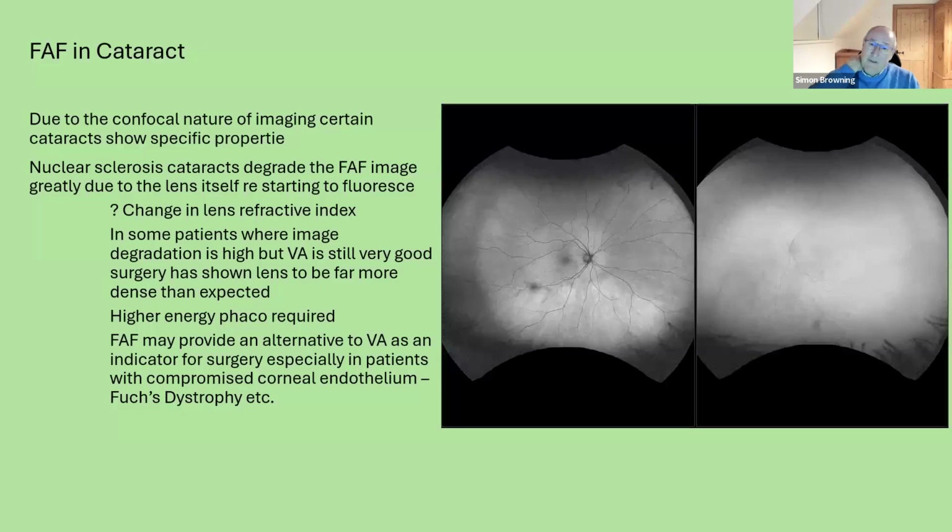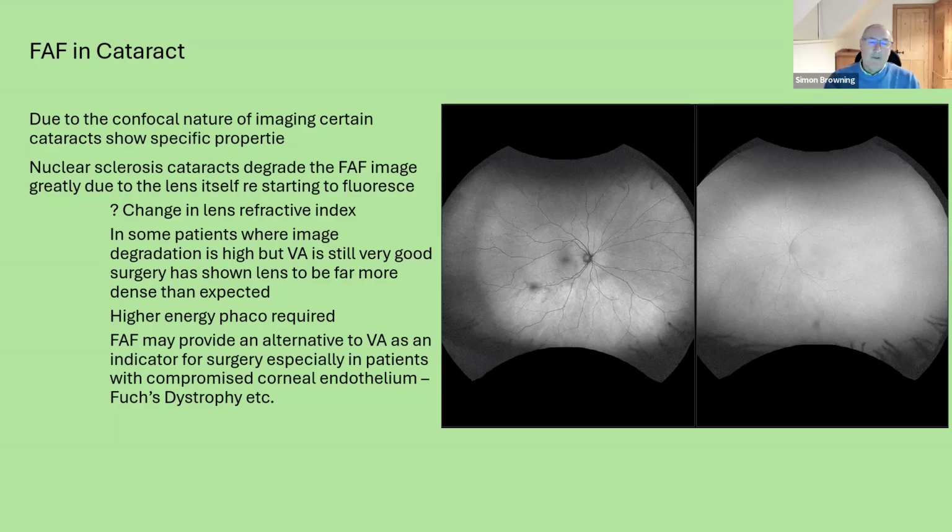Now, we looked at this in the very early stages, and what we found is if you operate on a cataract like this, you find the amount of phaco energy that's required to break up this very dense lens is much higher than anticipated, and for a longer period of time. Now, you know, and I know with nuclear sclerosis patients, they just get more short-sighted, but they often retain very good visual acuity for a long while.